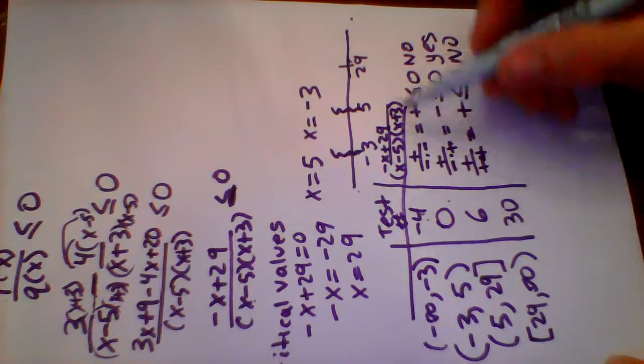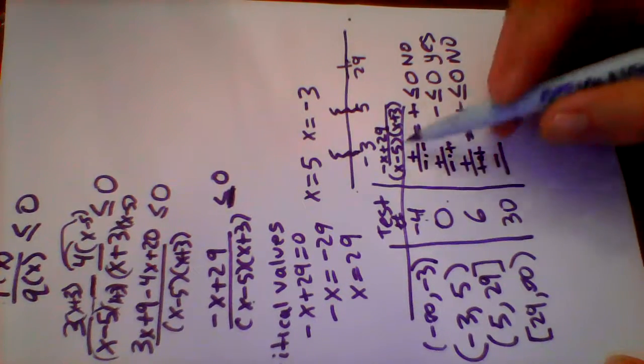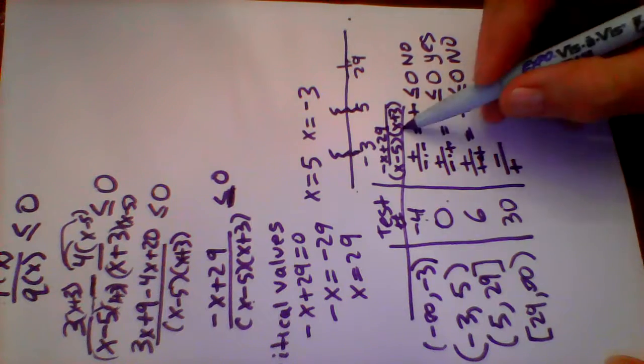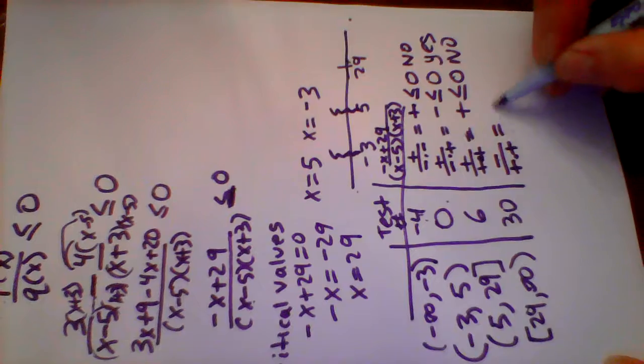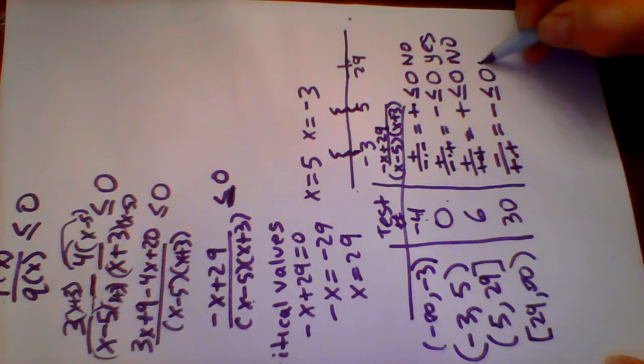Last number, 30, so negative 30 plus 29 is a negative. 30 minus 5 is a positive. 30 plus 3 is a positive. A negative divided by a positive is a negative, and that's a yes area.